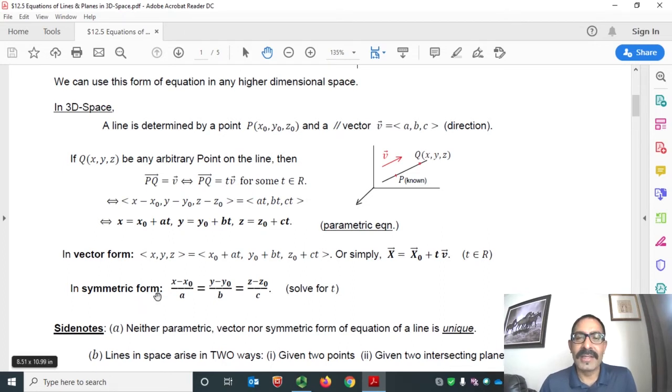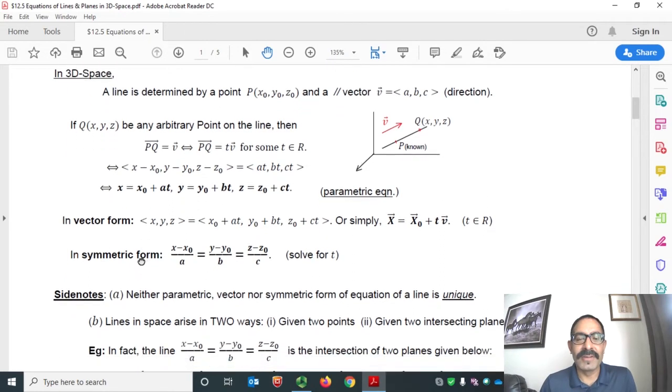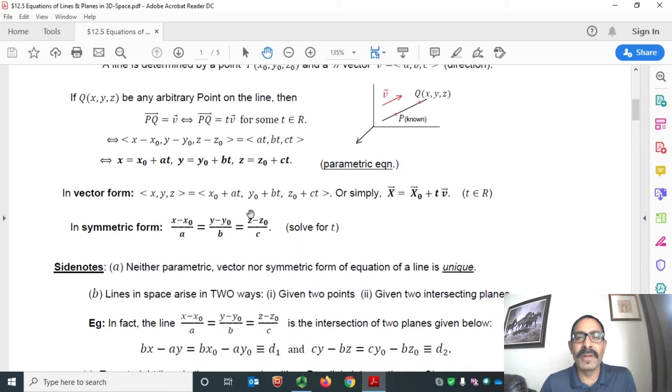Similarly, in the symmetric form of the equation of a line, we simply solve for t in the parametric equations. So let's isolate t first. Here we can take x0 to the left side and divide by a. Then we have (x minus x0) over a equals t. In the second one, (y minus y0) over b equals t. In the third equation, (z minus z0) over c equals t.